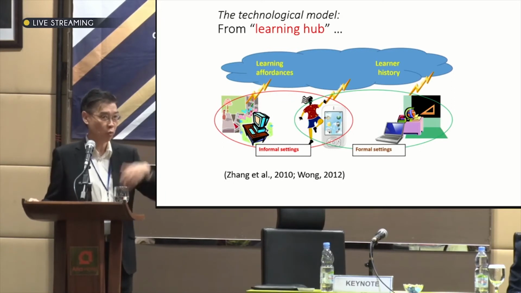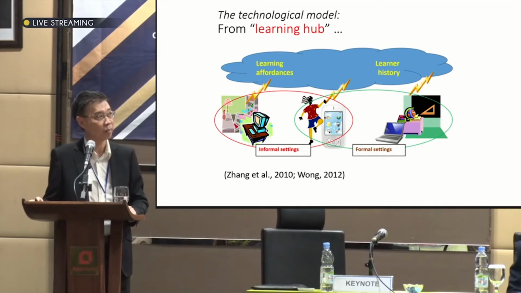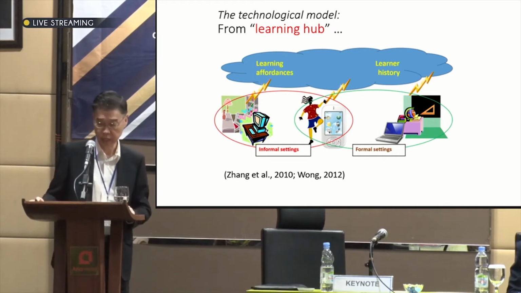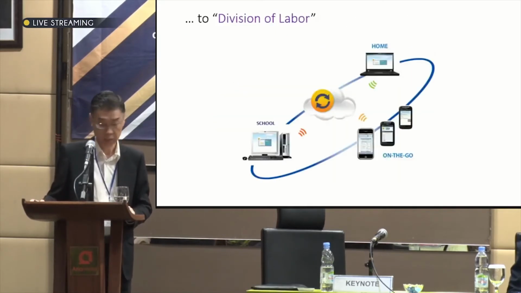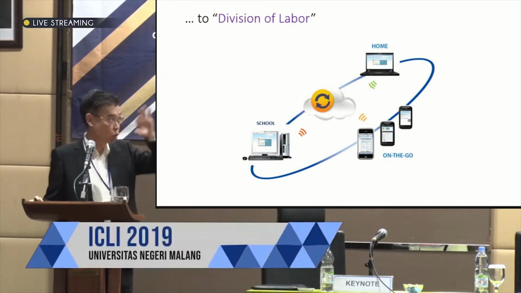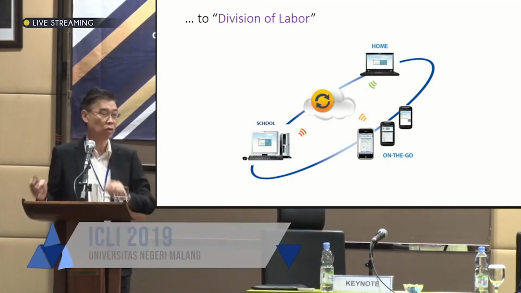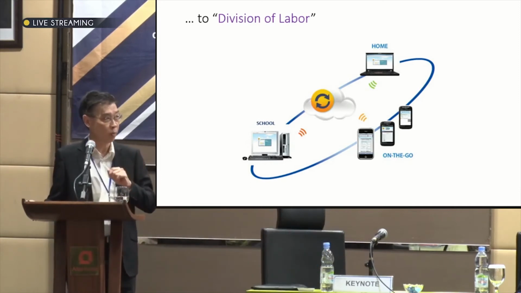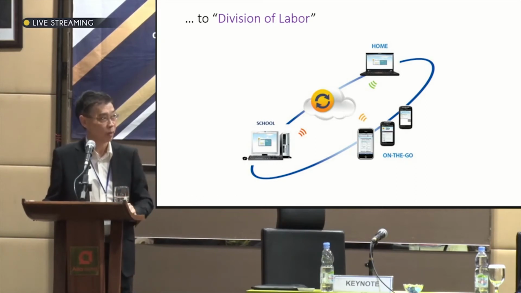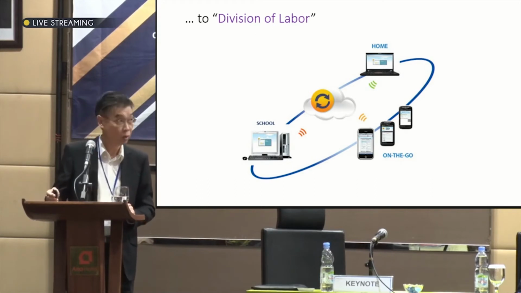So if you move from one-to-one to all the technology around us, it's no longer the mobile device as a learning hub, but it's a division of labor. We use whatever technologies are around us. Technologies are advanced, so a lot of things are now on the cloud. For things you can do on the move, you can do it on public transport. For things you need a bigger screen for, you can do it in the school or at home.